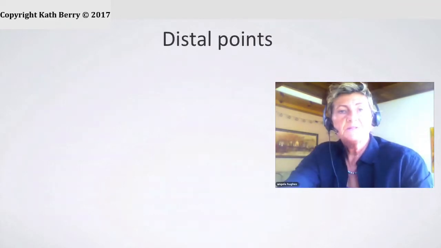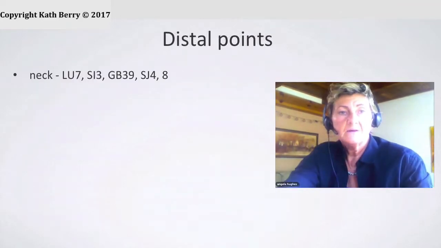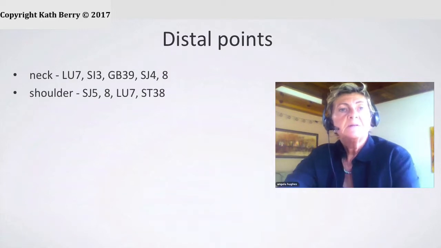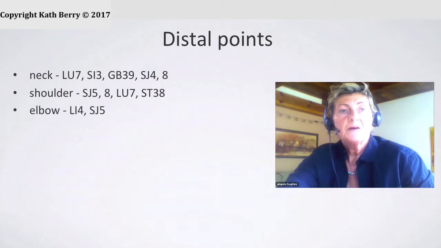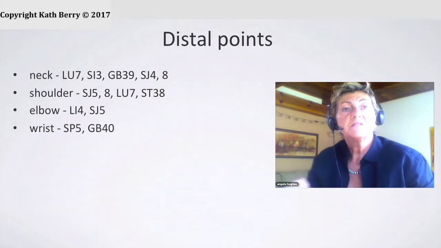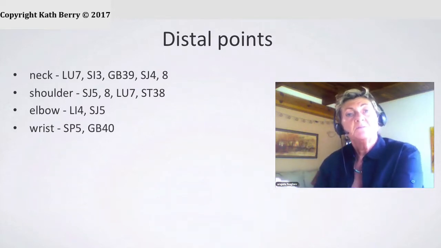So distal points for the neck, we will be looking at Lung 7, Small Intestine 3, Gallbladder 39, Sanjiao 4, and Sanjiao 8. For the shoulder, Sanjiao 5, Sanjiao 8, Lung 7, Stomach 38. For the elbow, LI4, Sanjiao 5. For the wrist, Spleen 5, Gallbladder 40.